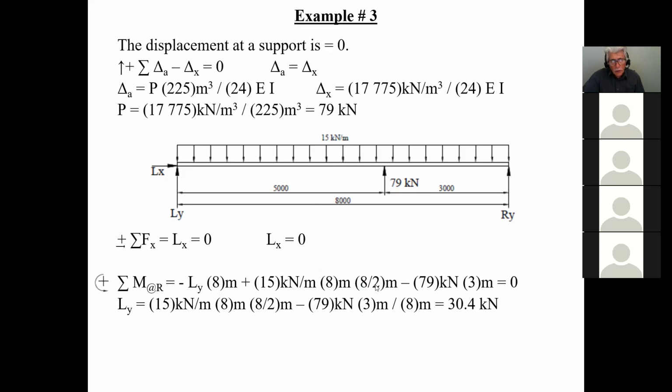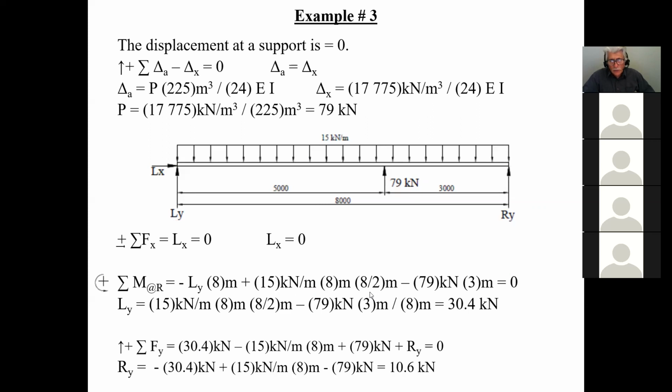So here I can simply do the sum of Fy equal to 0. Therefore, 30.4 is this one here, minus 15 kilonewtons times 8, plus 79 is equal to Ry. And of course, now Ry is 10.6. So now I've got my 3 reactions. Here I've got 30.4 kilonewtons, and here I have 10.6 kilonewtons.